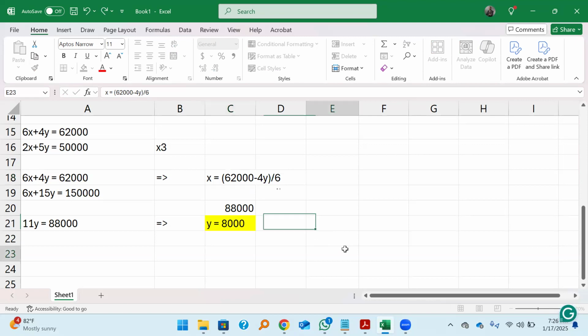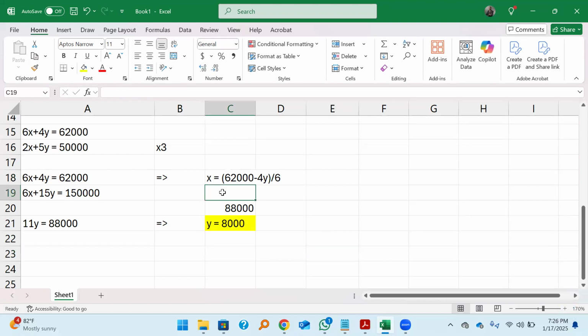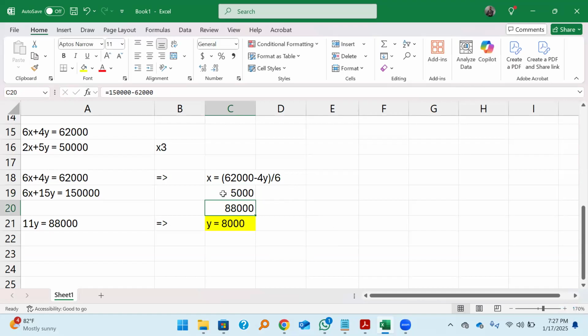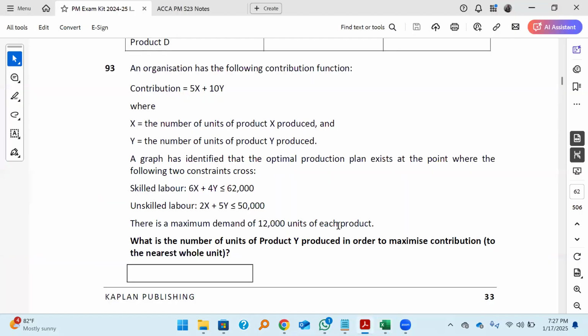divided by 6. This is again mathematics that I want you to be able to do, but I really can't start explaining so much of it. I trust that you know how to solve simultaneous equations. So 62,000 minus 4 multiplied by your y, which is 8,000, divided by 6 gives you x. So actually x is 5,000. But they didn't ask us for x, they asked us for y, so you didn't have to do this step. Just in case they ask you for x some other time.